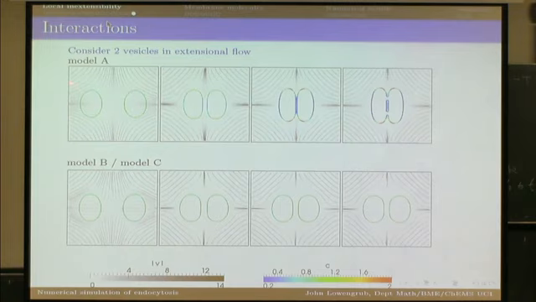If you use model A, that's the global constraint, what happens is that these get close, the diffuse interface takes over and pinches it off. So some type of model of van der Waals forces.